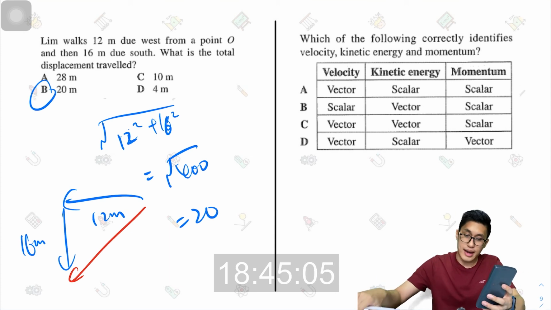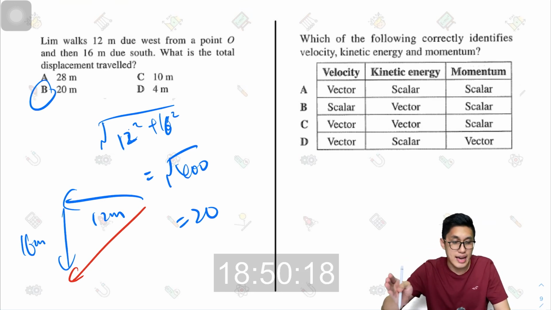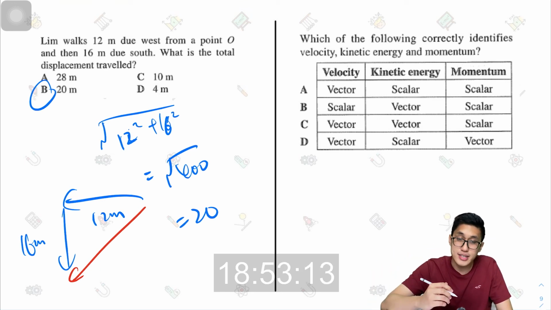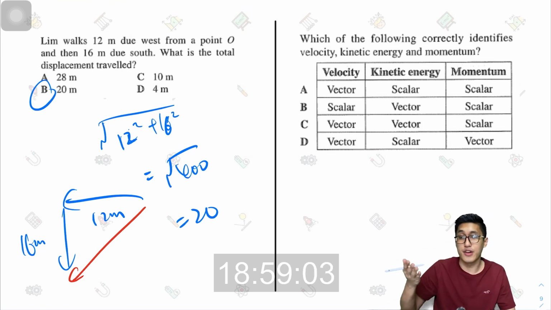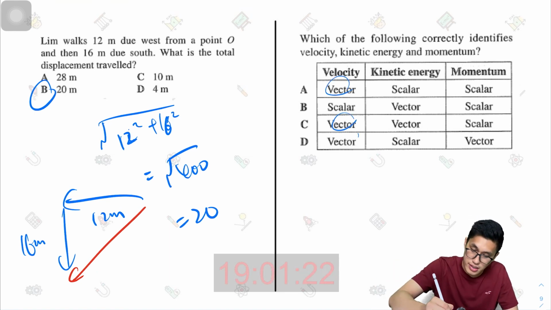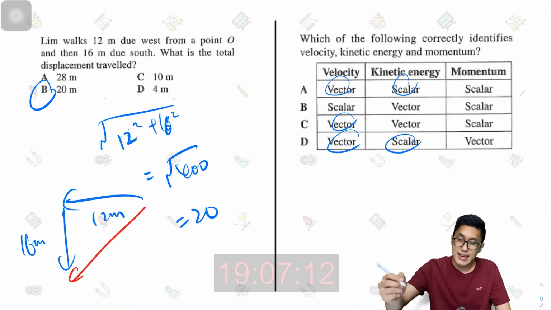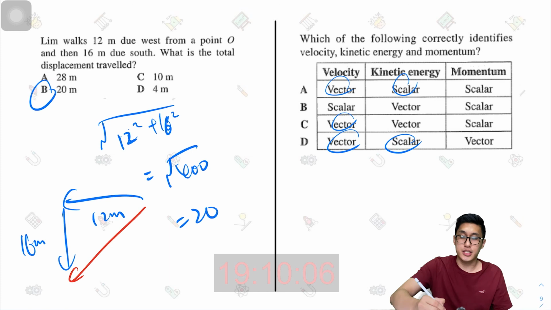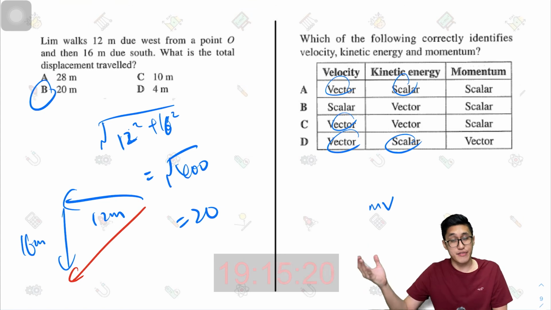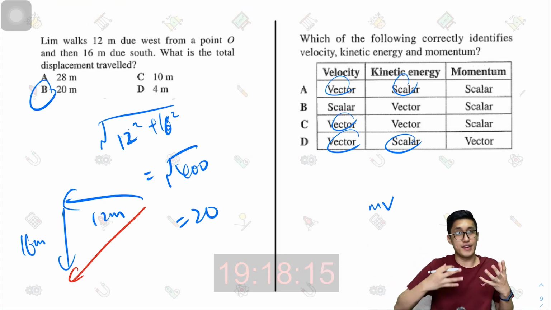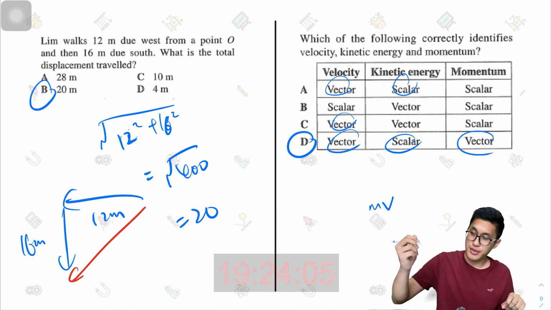B. And lastly, which of the following correctly identifies velocity, kinetic energy, and momentum? So velocity is definitely a vector. That is what makes it different from speed. Speed is a scalar, velocity is a vector. Kinetic energy, all energy are scalar quantities. And lastly, momentum. Momentum is definitely a vector because we know that momentum comes from mass times velocity, and if velocity is a vector, then the product of it with anything will also form a vector quantity. So momentum is a vector. So the answer here is D.